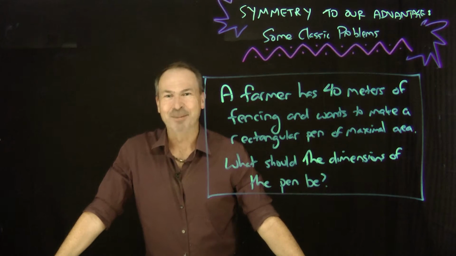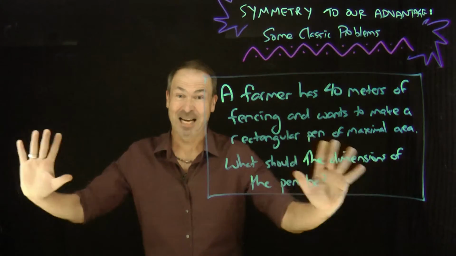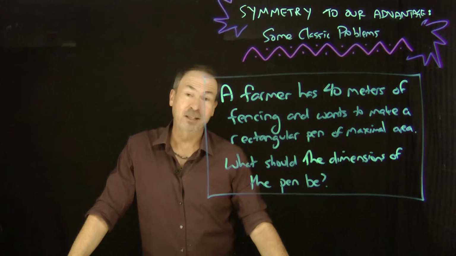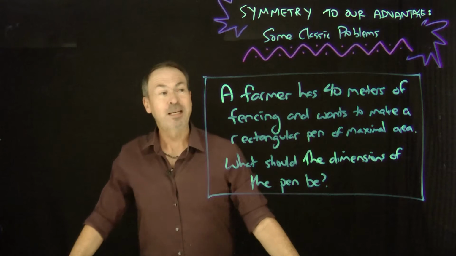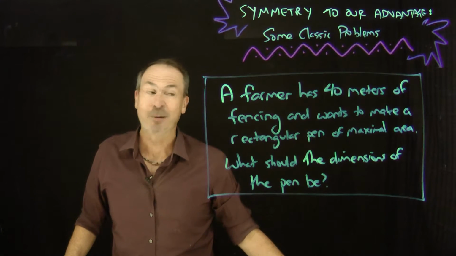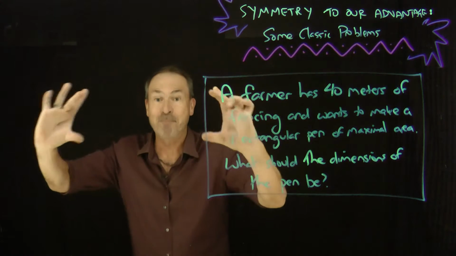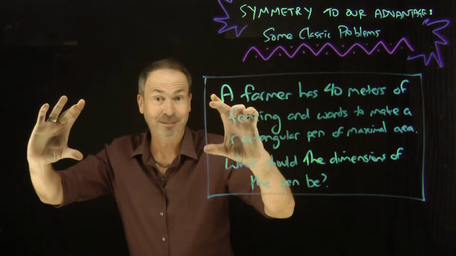G'day, I'm James, and here's a very famous math problem that appears in absolutely every textbook on this planet, especially in the chapter on quadratics. It often appears in the chapter on calculus as well, and it's this problem. A farmer has 40 meters of fencing and wants to make a rectangular pen of maximal area, biggest area possible. What should the dimensions of that rectangle be?